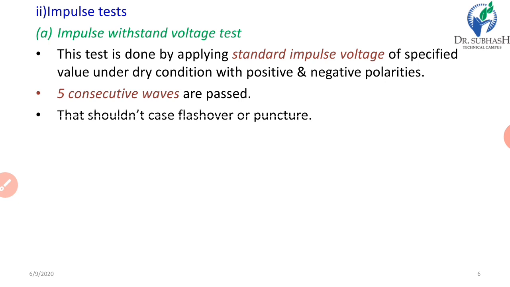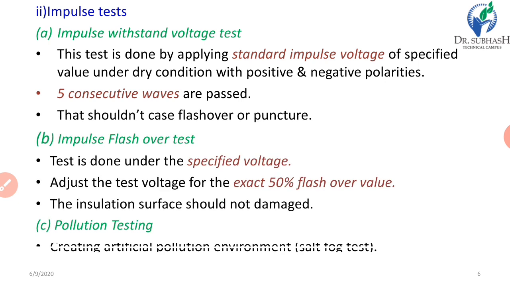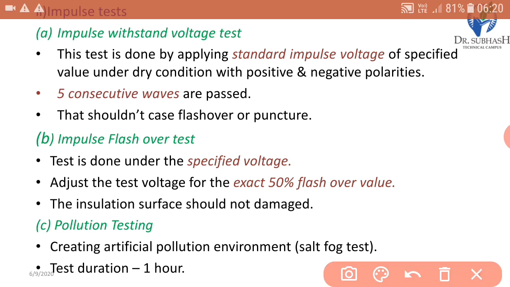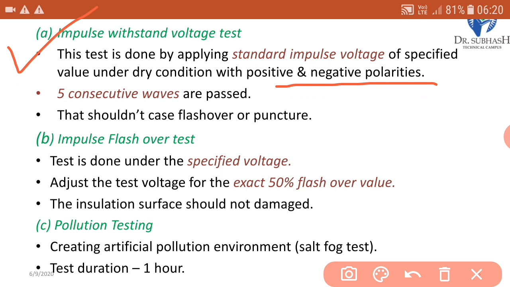Now impulse test. First one is impulse withstand voltage test. This test is done by applying standard impulse voltage of specified value under dry condition with positive and negative polarities. 5 consecutive waves are passed. That shouldn't cause flashover or puncture. It means in a withstand test there should not be any flashover or puncture.